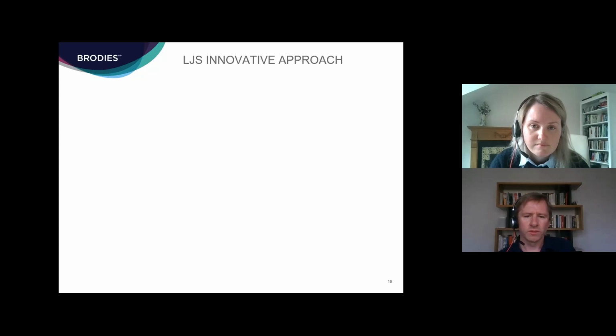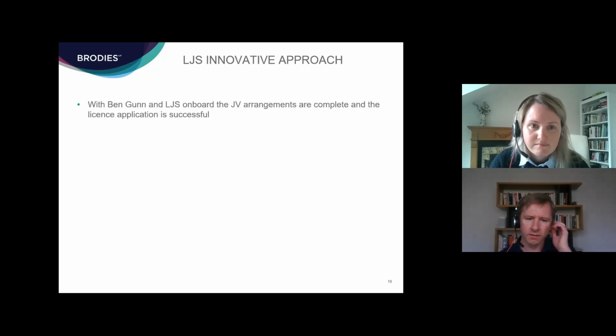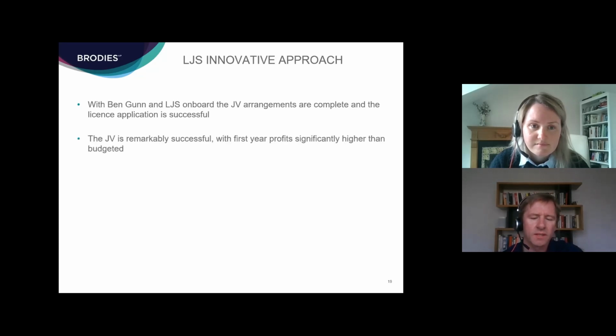We move forward to look at Long John Silver's innovative approach. So Ben Gunn and Silver are on board, and the joint venture arrangements are complete, and the application for the license is successful. Over the first year, the joint venture is remarkably successful. The profits for that year are significantly higher than were budgeted for by James Hawkins Limited.